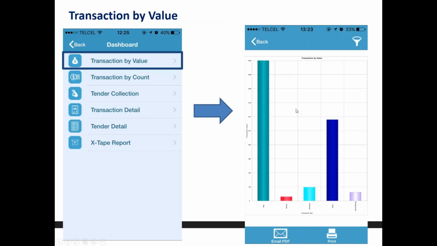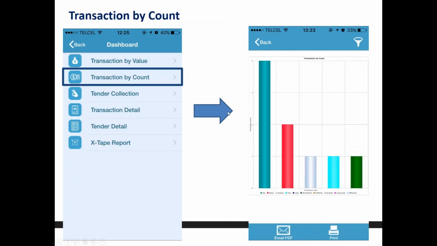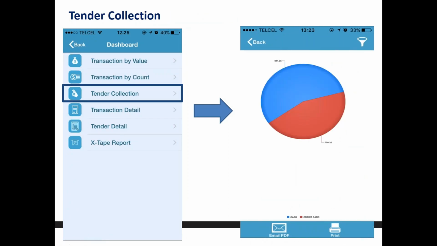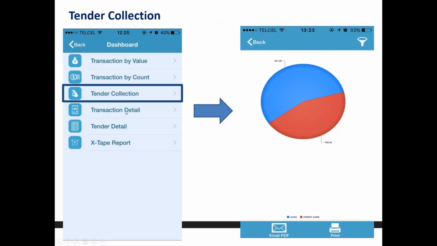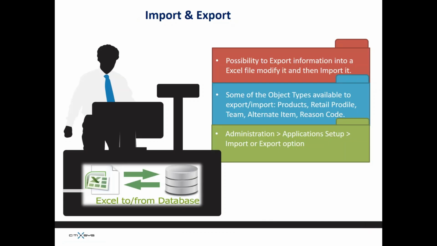All right, so here we go. Like I showed you, transaction by value, by count, tender collection, and transaction detail, tender detail, and X-tape report. Seeing we are a little bit pressed for time, I'm going to just move on to the next one, which is the import and export.